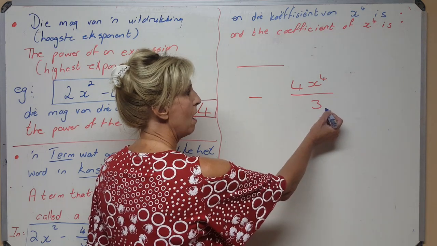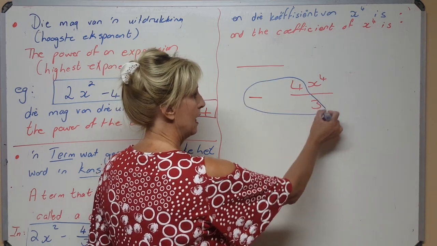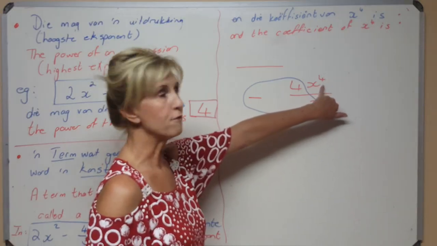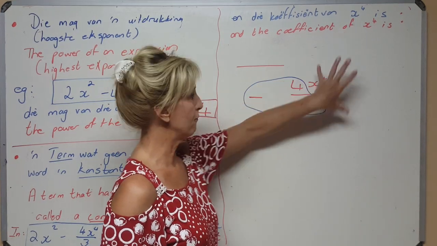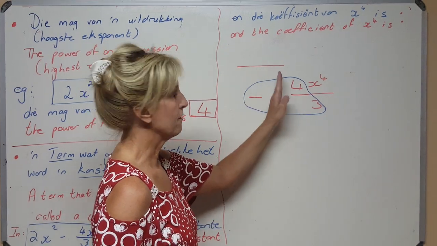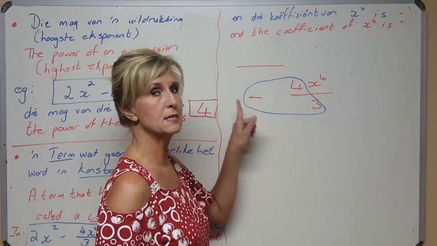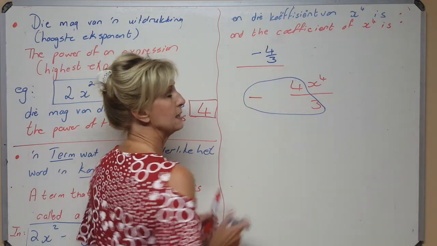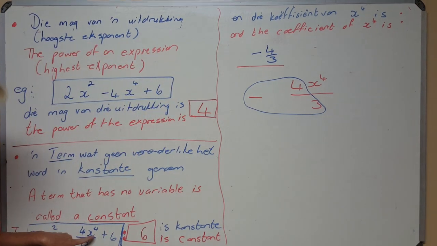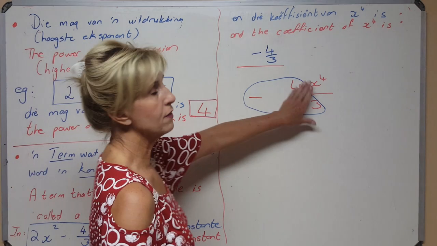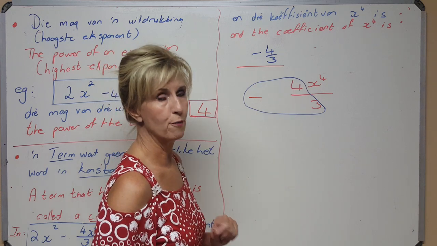Die koëffisiënt is alles wat voor die x tot die mag 4 staan. So if I want the coefficient of x to the power 4, I've got to look at the whole term and know it's everything. If there's a fraction, it's the whole fraction. If there's a minus, it's still a minus. So the coefficient is minus 4 over 3. Dis die hele koëffisiënt wat voor daai x tot die mag 4 staan. Dis minus 4 op 3. Nie net 4 nie. It's not just 4. It's everything in front of the x to the power 4.